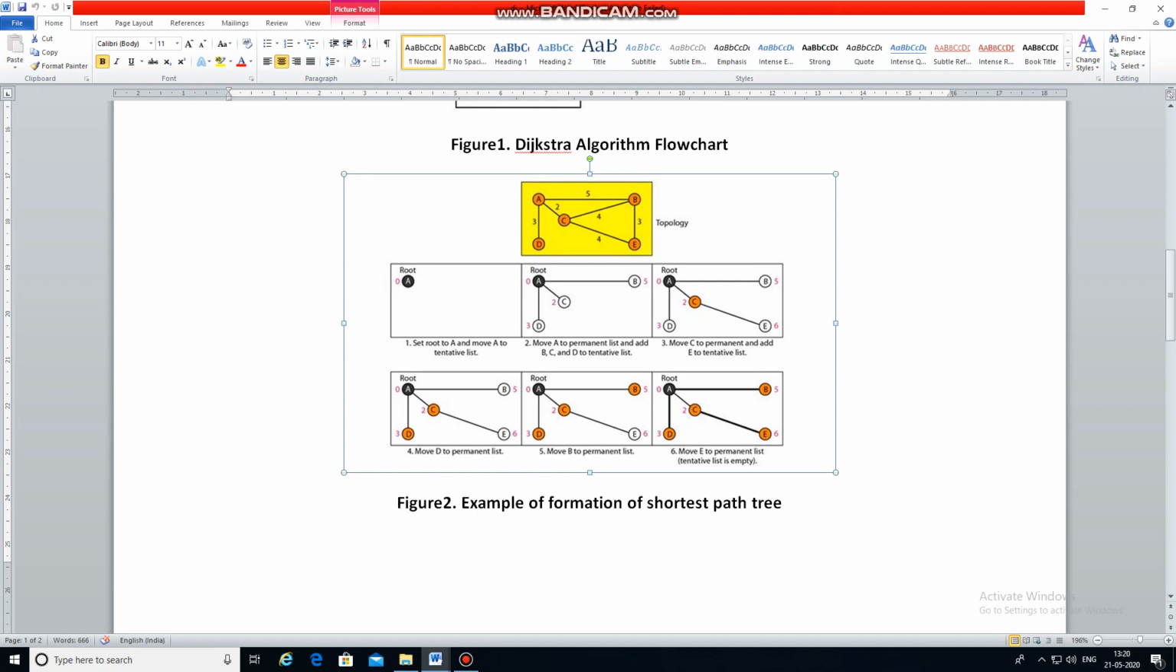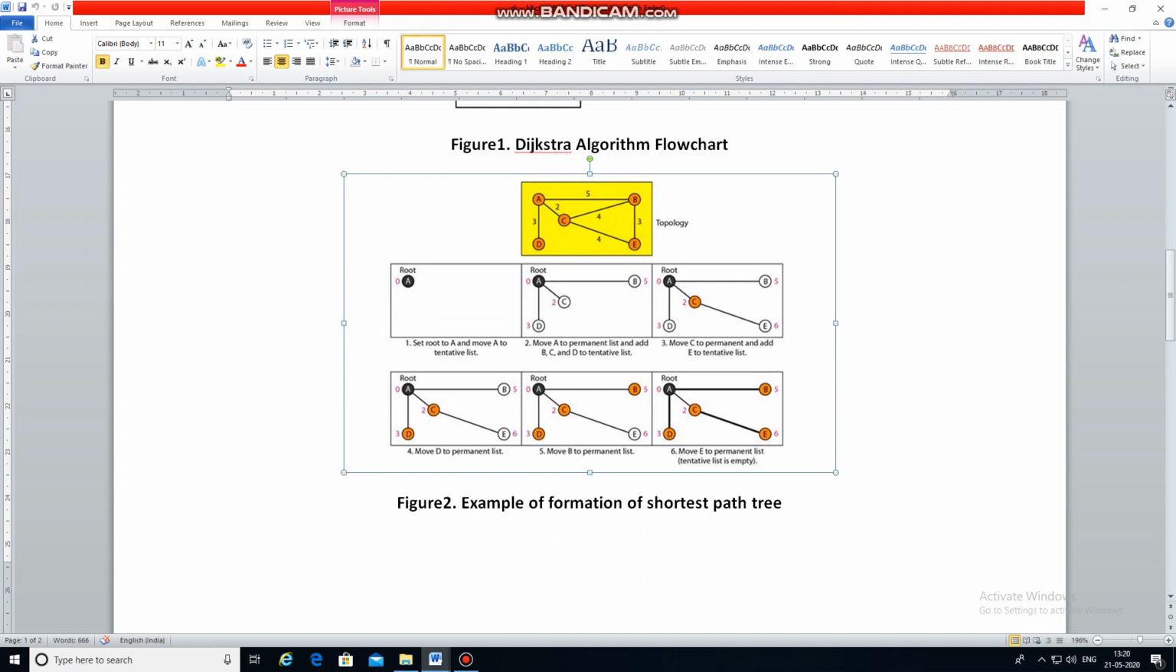And we can see the weightage of each path, that is 5, 2 and 3, right? Now among that we will take the one with the lesser weightage, right? So we move C to the permanent list and add E to the list, because from C we have a direct connection to E, so C is moved to the permanent list and E is added to the tentative list.